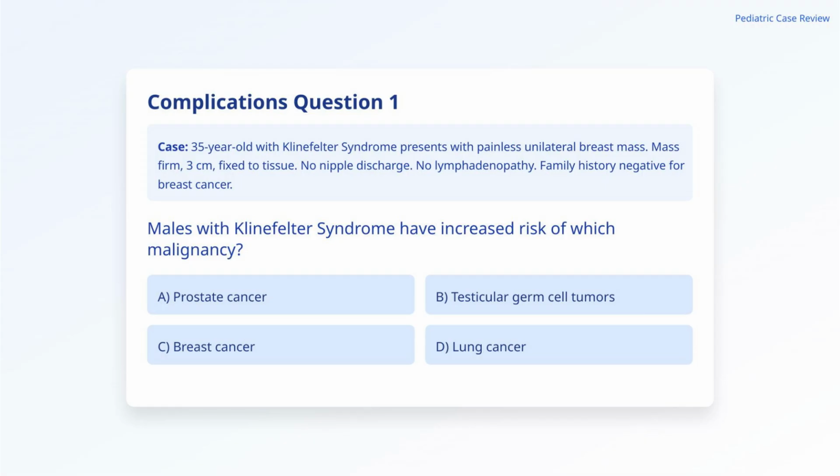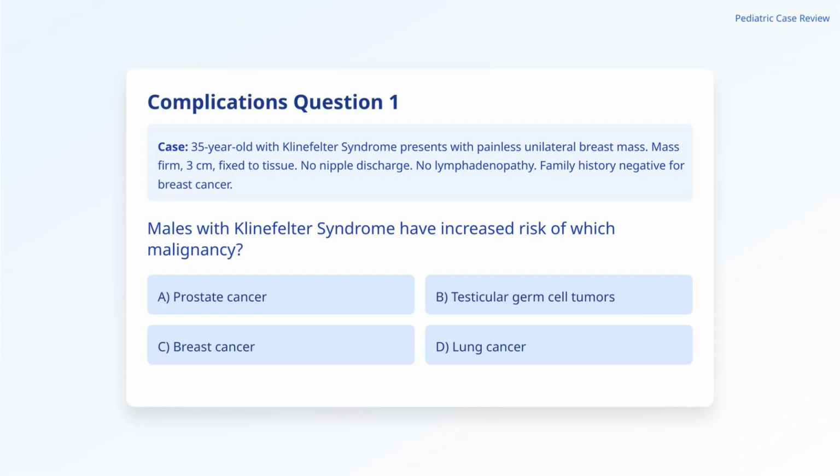Case scenario: a 35-year-old male with Klinefelter syndrome presents with a painless unilateral breast mass. The mass is firm, measures 3 centimeters, and appears fixed to underlying tissue. There is no nipple discharge. No lymphadenopathy is palpated. Family history is negative for breast cancer. Question: males with Klinefelter syndrome have increased risk of which malignancy?